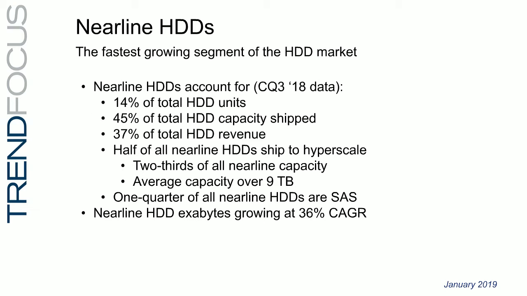So let's talk about SAS and the data center, and much of this revolves around what we call nearline hard drives or capacity enterprise. So these are generally 3.5-inch form factor, 7,200 RPM devices, sometimes known as bit buckets, essentially.